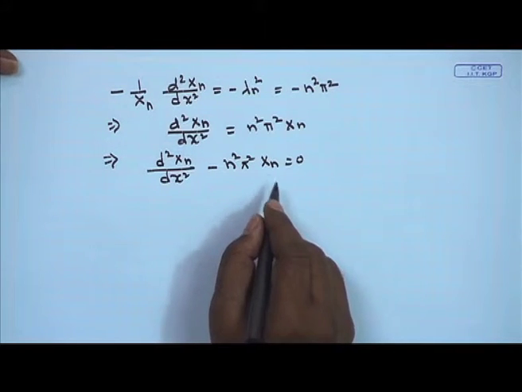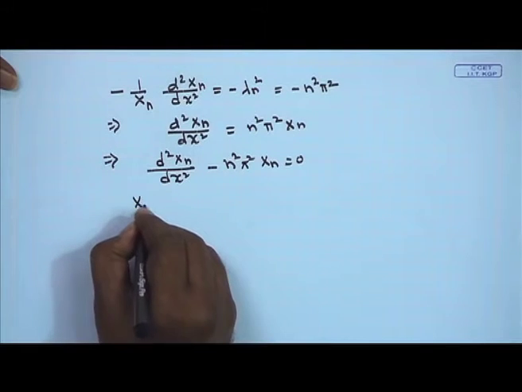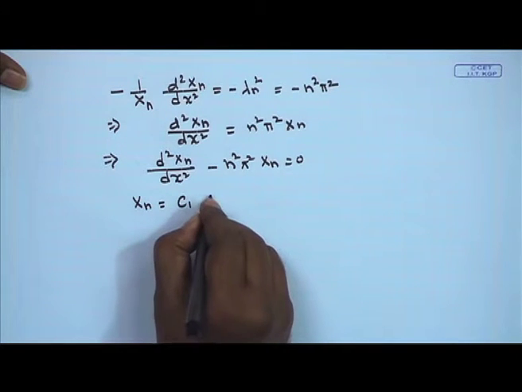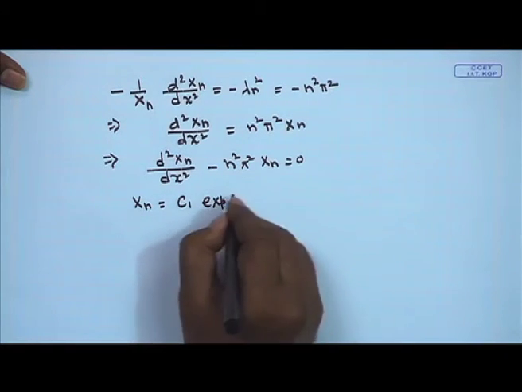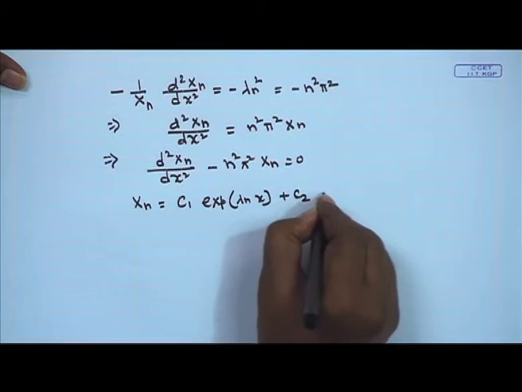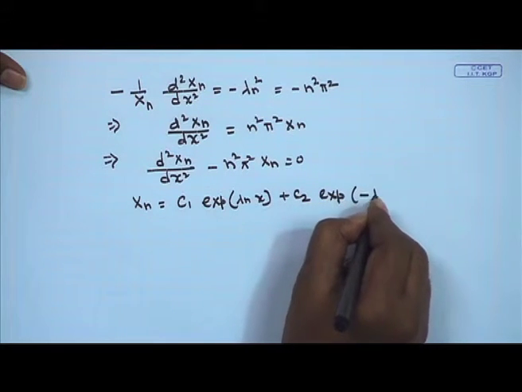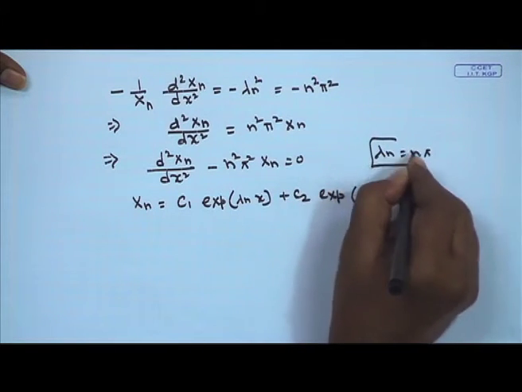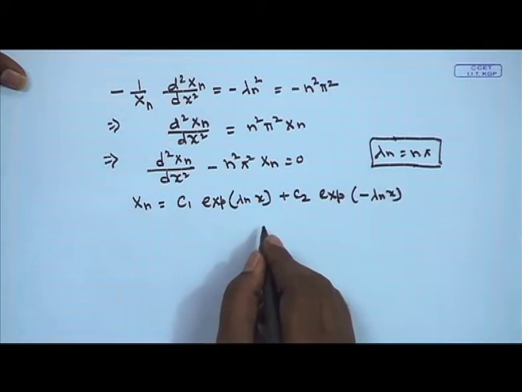So, we know the solution of this. The solution will consist of e to the power n pi x and e to the power minus n pi x. So, X n will be nothing but C1 exponential lambda n x plus C2 exponential minus lambda n x, where lambda n is nothing but n pi. Okay. So, this is the solution of the x varying part.